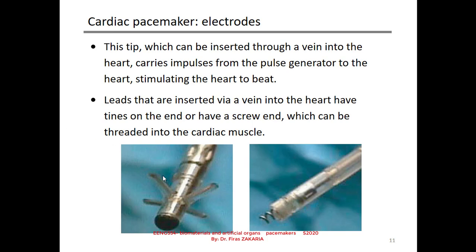هدول leads that are inserted via the vein into the heart have tines on the end مثل ما انتم شايفين بهالشكل. They have tines on the end or have a screw on the end which can be threaded into the cardiac muscle لحتى نقدر نعلقه أو يقدر يثبت عند ال cardiac muscles.